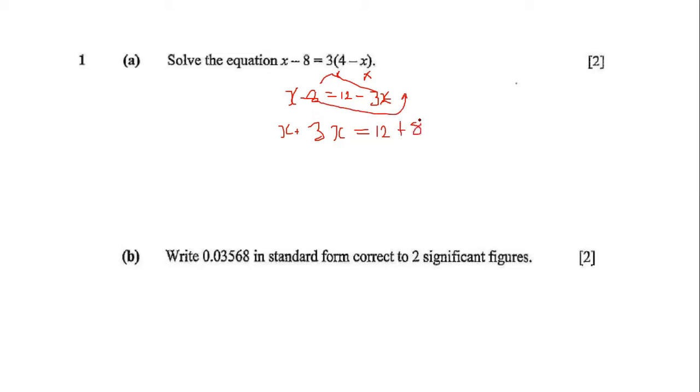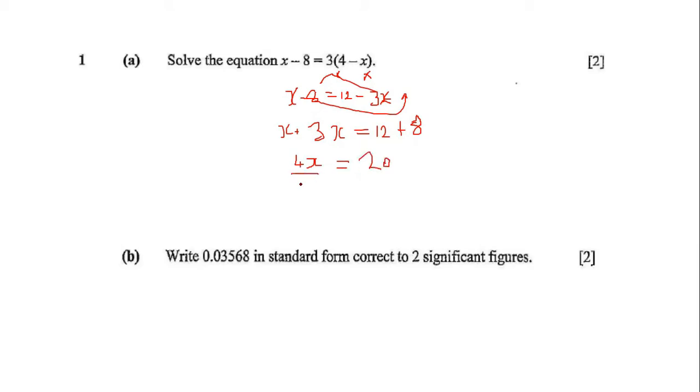Okay, please ensure that you group the like terms. All right, so here this one will give us 4x, so x plus 3x, that is 4x. This one will be equal to 12 plus 8, that is 20.